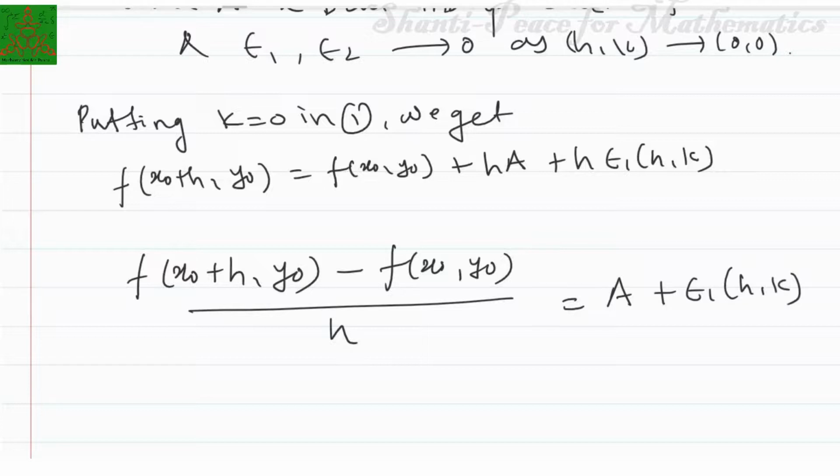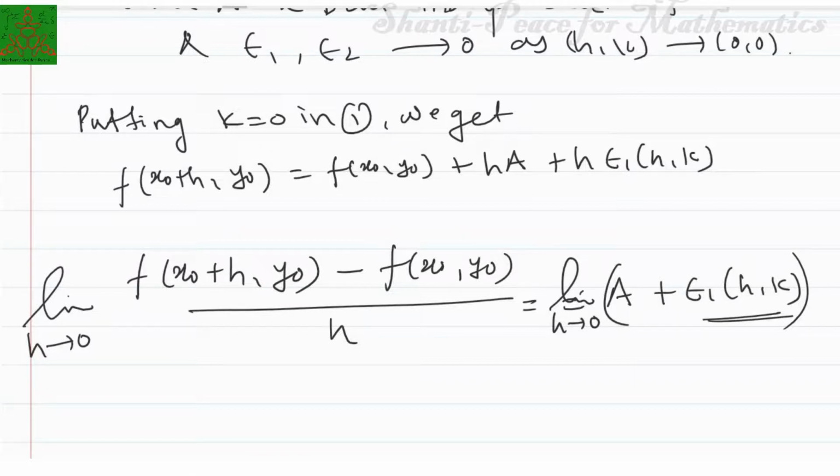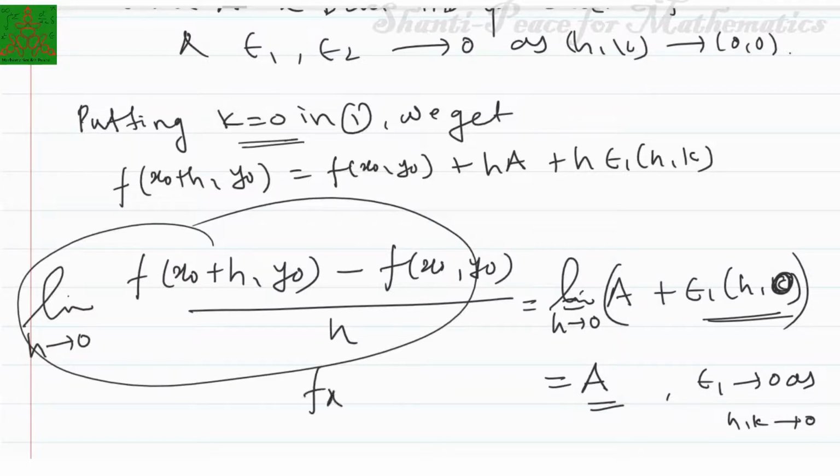Now if I take the limit on both sides as h tends to 0, with k already 0, then this will be a, because you know that ε1 always tends to 0 as h and k tend to 0. So this is a, and on this side it is nothing but fx at (x0, y0). So we can say fx exists.